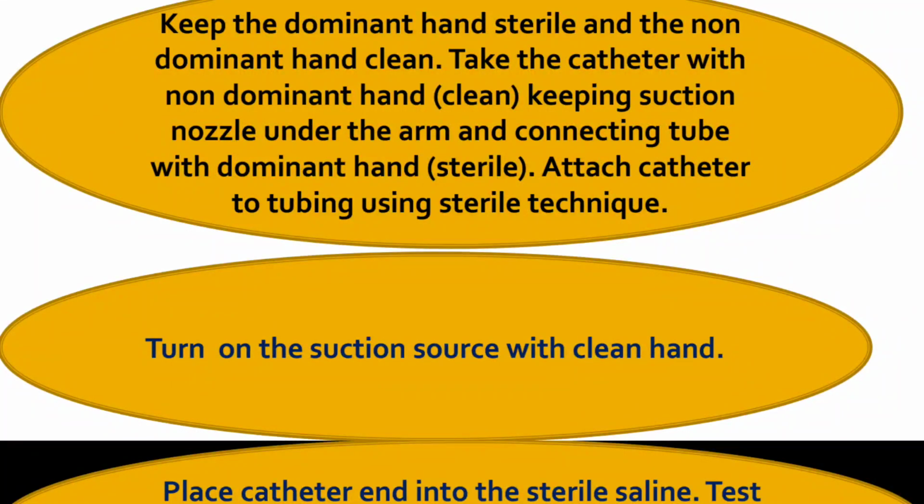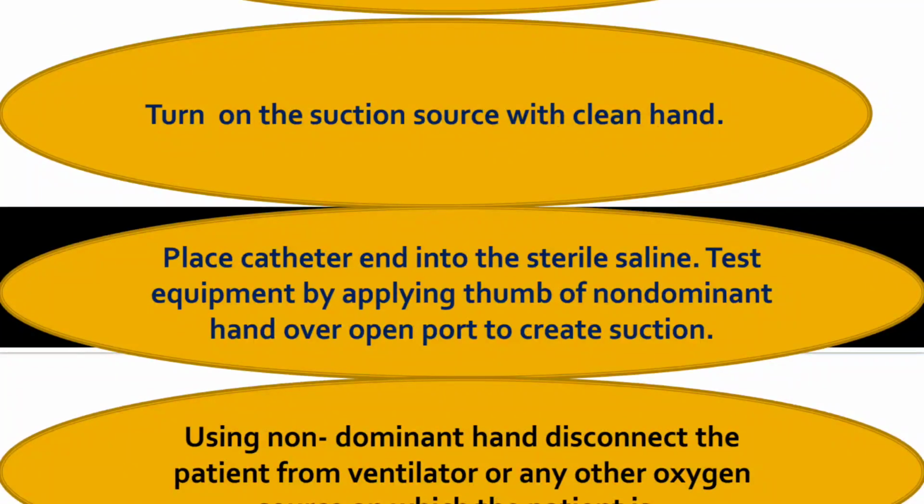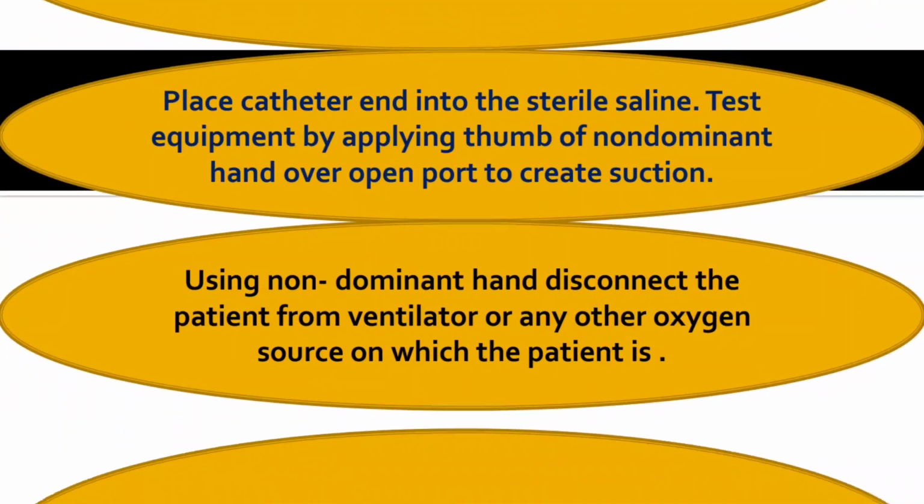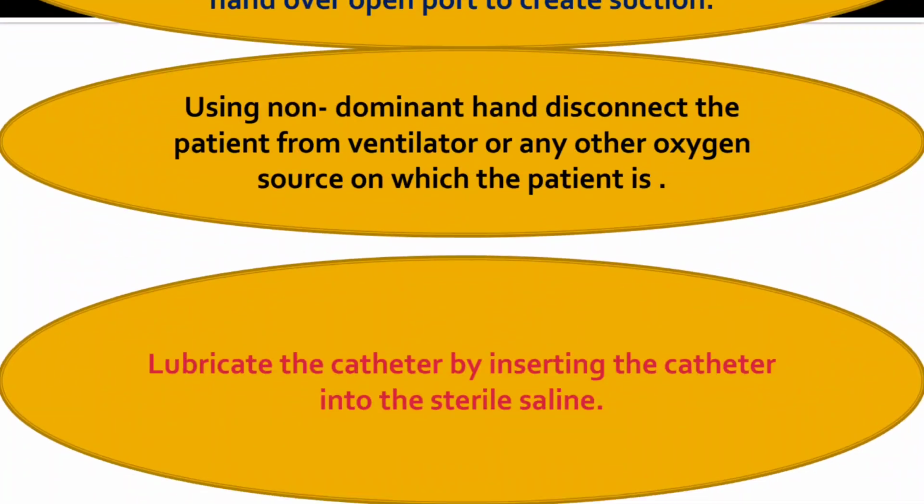Turn on the suction source with the clean hand. Place the catheter into the sterile saline. Test the equipment by applying the thumb of the non-dominant hand over the open port to create suction. Using the non-dominant hand, disconnect the patient from the ventilator or any other oxygen source on which the patient is.